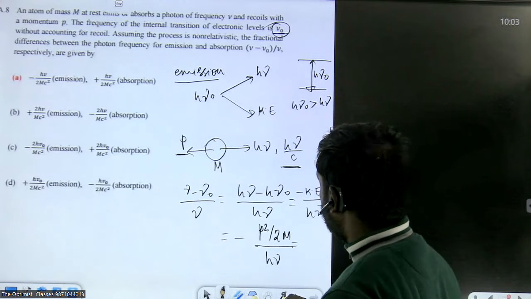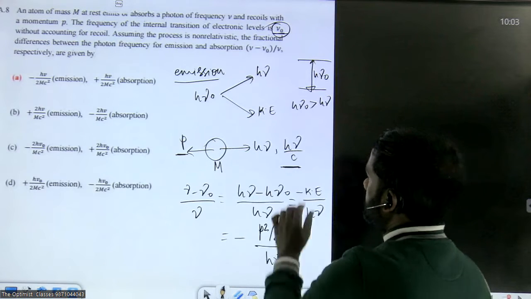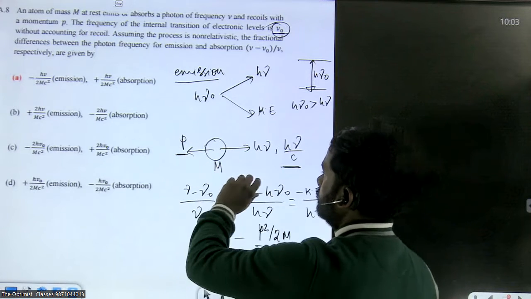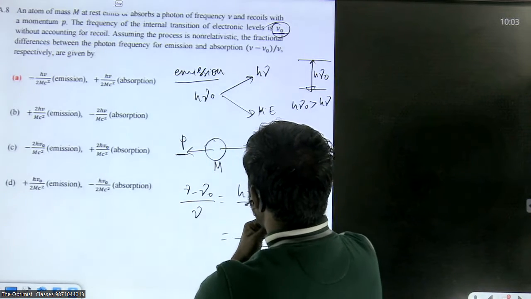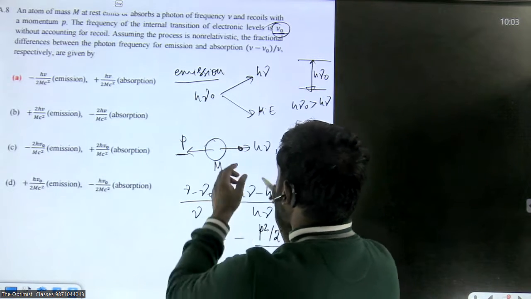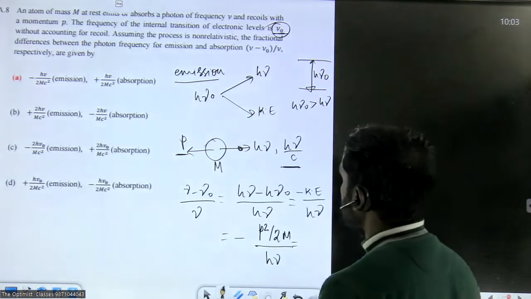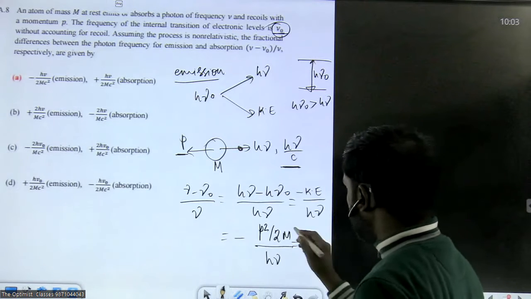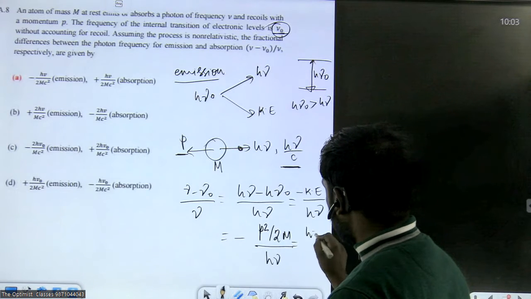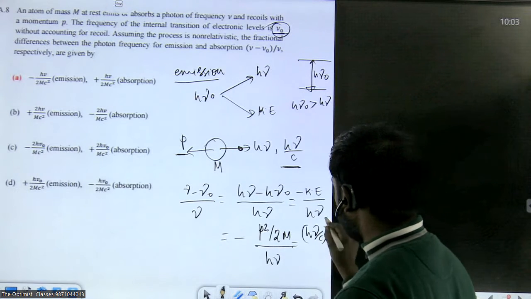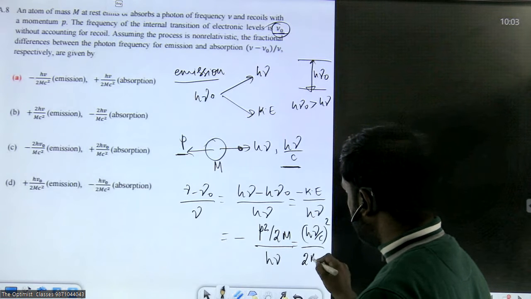Now p, as I said, is equal to h nu by c, because to conserve momentum, the momentum of the photon must be equal to the momentum of the recoiling atom. So the momentum of the photon is this much, and we write here h nu divided by c, whole square, divided by 2m and h nu.